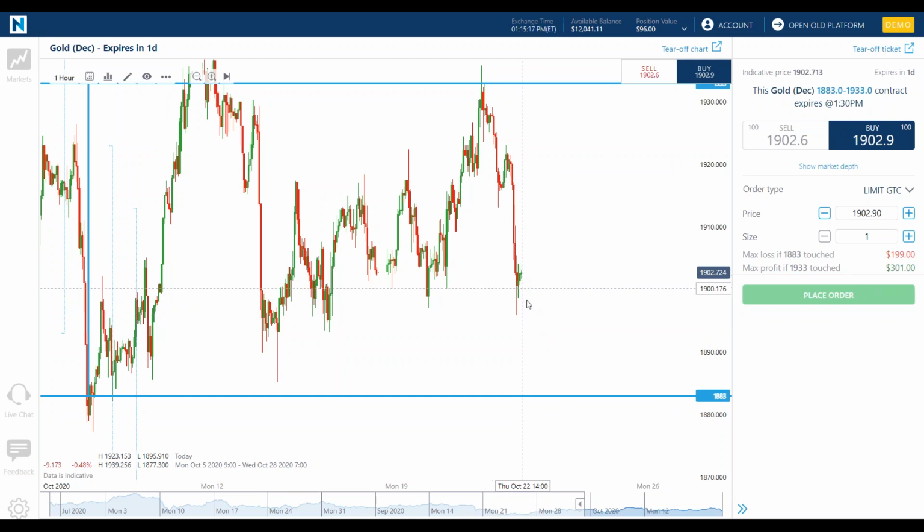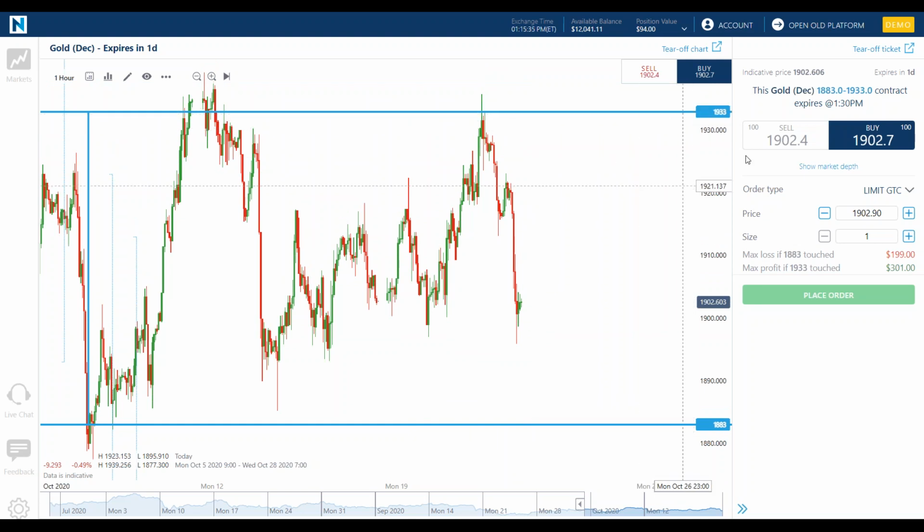Okay. If it were to come down, I think it's going to come down, but I don't think it's going to hit 1883. But you're risking potentially $199. And if it were to rally, which it's clearly touched this level up above, this 1933 above, that's where you would get knocked out for your profit of 301. You've got to decide where you would like to see your maximum potential profit, where you're comfortable with maximum potential loss, and you can buy and sell.